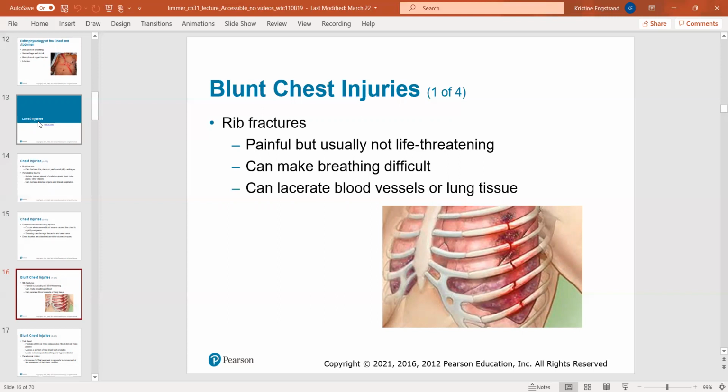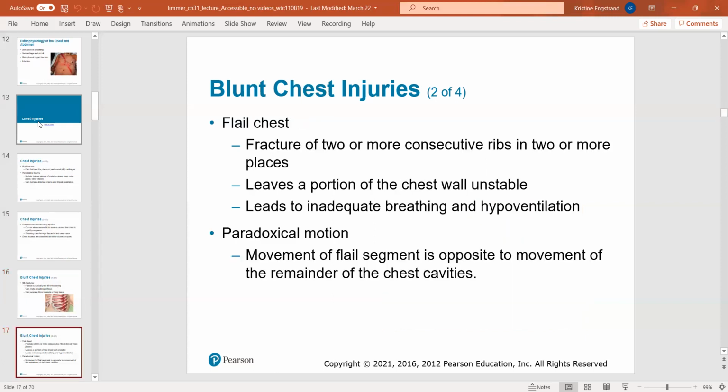Rib fractures can lacerate vessels. They can penetrate lung tissue. So we really need to make sure we're stabilizing rib fractures. Flail chest is a fracture of 2 or more ribs in 2 or more places. When that happens, the portion of that chest wall is now unstable. These patients are not going to want to take deep breaths in. So we should be thinking about an ALS intercept for pain management so they can breathe more comfortably and are in a lot less pain. You need to make sure that you're stabilizing that injury.